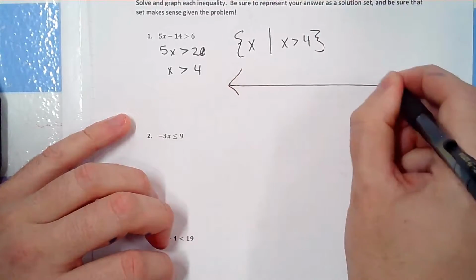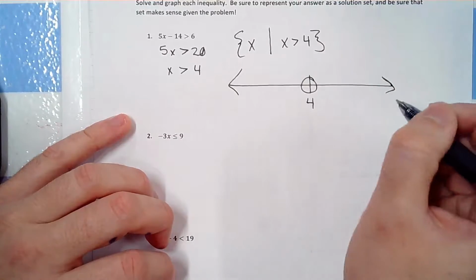And then I graph. Here's 4. Open circle. X is bigger.